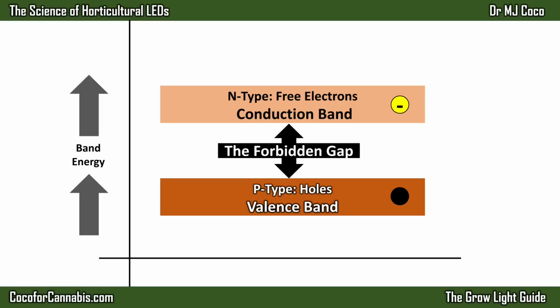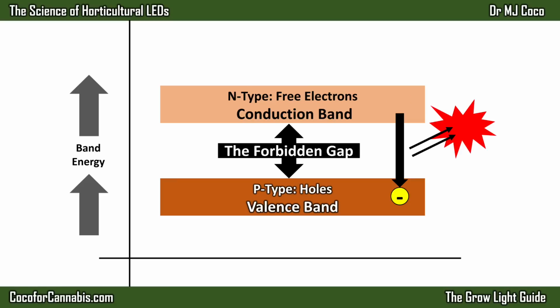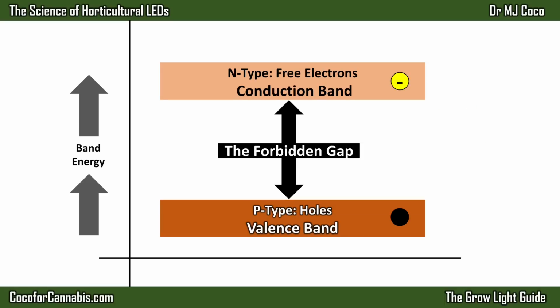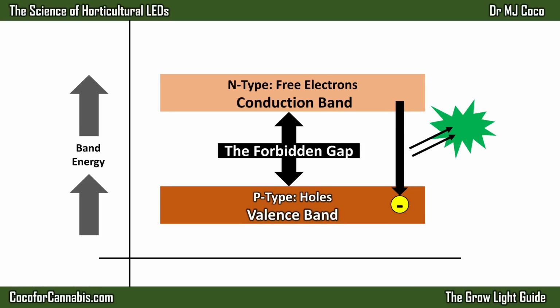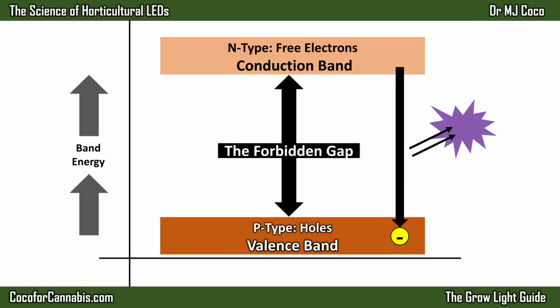So when an electron makes the jump from conduction band to valence band energy, it's instantaneous, and the energy is released in the form of a photon. If the forbidden gap is small, then the drop in orbit is small, and the photon produced will have little energy and a long wavelength. For example, 660 nanometer deep red. If the forbidden gap is larger, then the photon will have more energy and a shorter wavelength, like 450 nanometer blue. So the size of the forbidden gap determines the wavelength of the photons that are produced, and the forbidden gap is determined by the specific doping agents used in the P and N-type material.